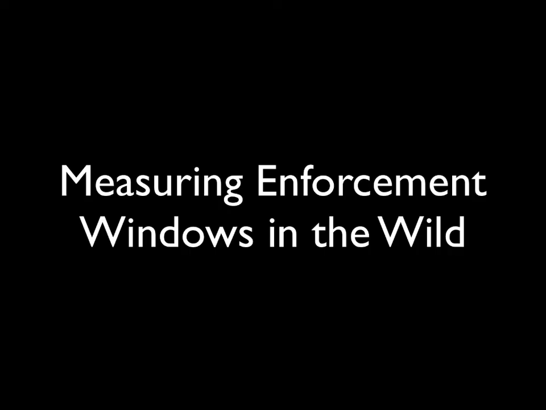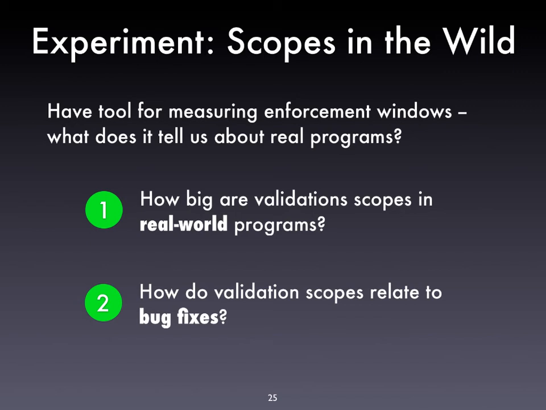So we have this tool for measuring enforcement windows and scopes. What kind of data does it give us? We've performed two experiments with our tool, and we wanted to use it to find out what scopes look like in real programs. Two experiments that we looked at are, one, how big are validation scopes in real-world programs, and two, how the validation scopes relate to bug fixes.